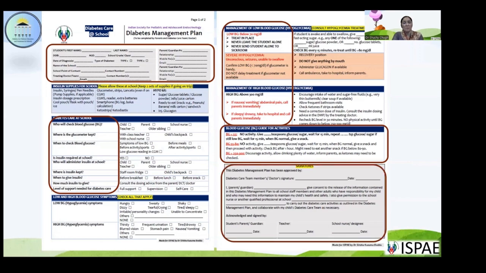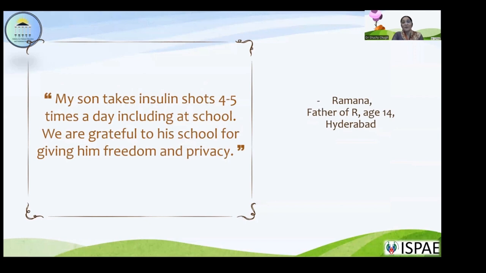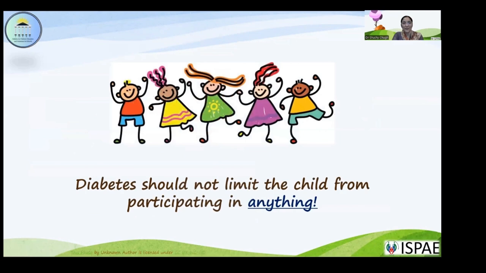Your support can make the child do wonders. Sirisha, mother of S, age 9, Hyderabad, says, my daughter checks her blood glucose inside the classroom during class. We thank her school for treating it as a normal task. Ramanna, father of R, age 14, Hyderabad, says that my son takes insulin shots 4 to 5 times a day, including at school. We are grateful to his school for giving him freedom and privacy. Diabetes should not limit the child from participating in anything.